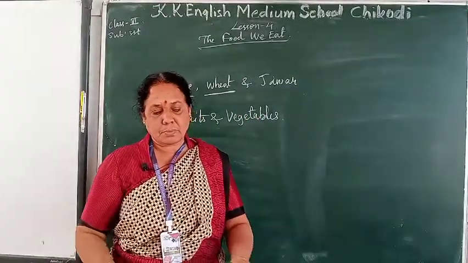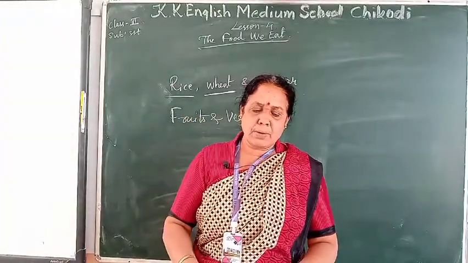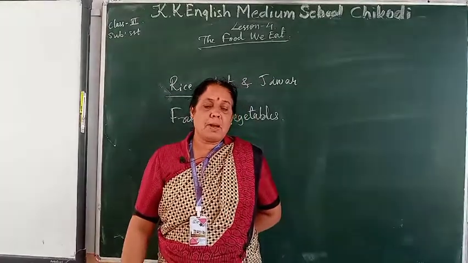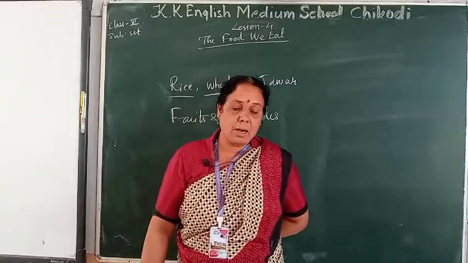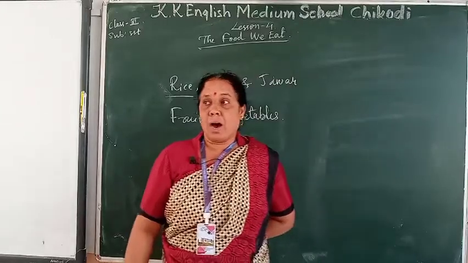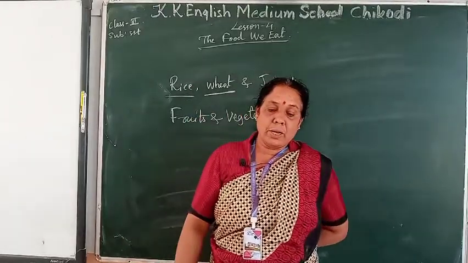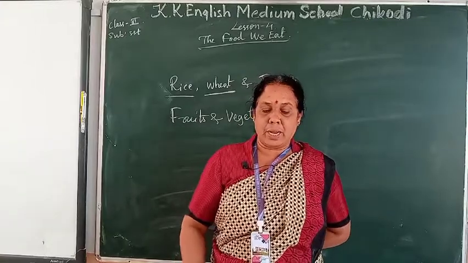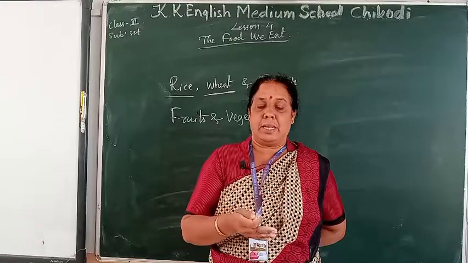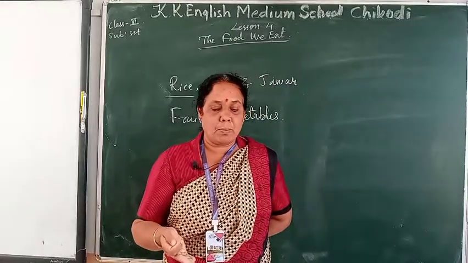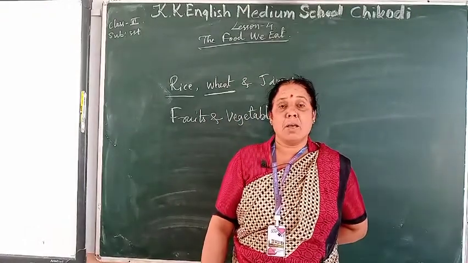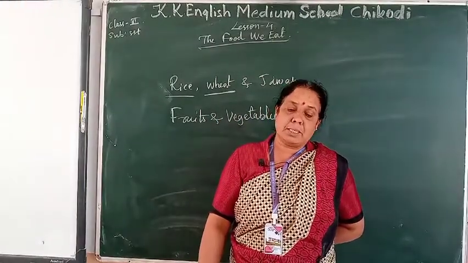So, which fruits and vegetables are seasonally available? Fruits and vegetables like mango, watermelon, lychee, okra, cucumber, and bitter gourd are available only during the summer season. Mango, watermelon, lychee, okra, cucumber, and bitter gourd are commonly grown in the summer season.